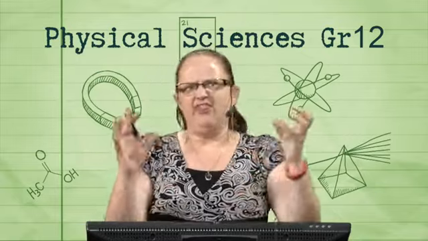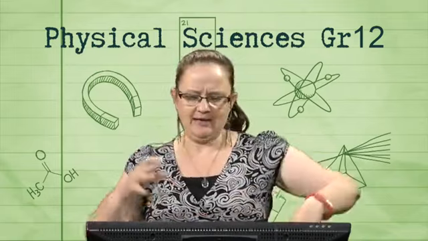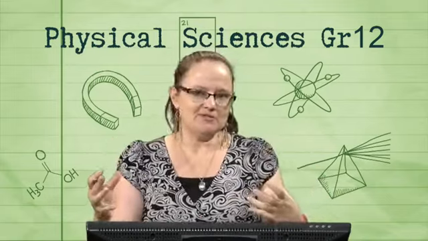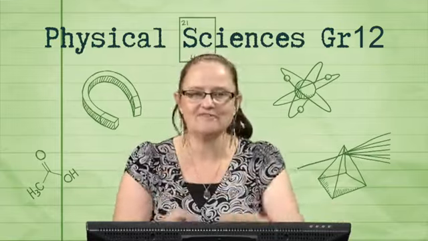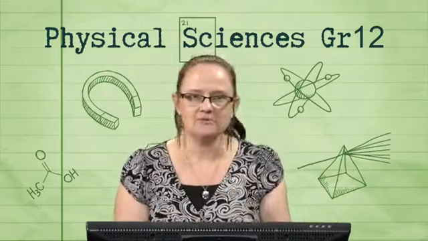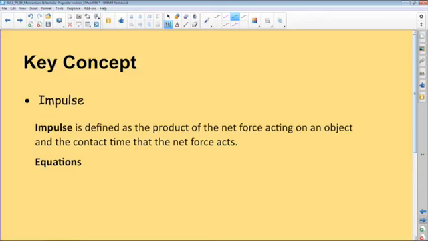Okay, so that brings us to impulse. Now, impulse is such a strange little thing in momentum, because impulse is the only thing that you deal with that doesn't have its own symbol. There's no symbol for impulse. Its symbol, if you want to call it that, is from its definition. Its definition is the product of the net force and the contact time. So impulse is the product of the net force times the contact time. All right, that's what impulse is.